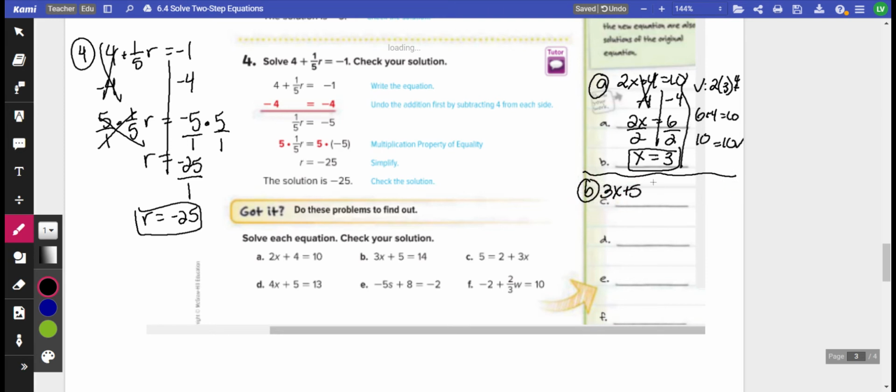3x plus 5 equals 14. Extend my equal sign, subtract 5 from both sides. Again, first step, if you want to rewrite, is to subtract or add. Second step is to multiply or divide. So that leaves me with 3x equals 9. Second step is to multiply or divide, so the opposite of multiplying is dividing. X equals 3.